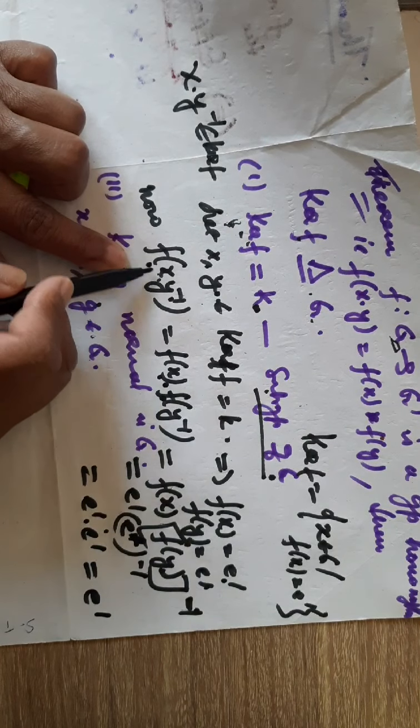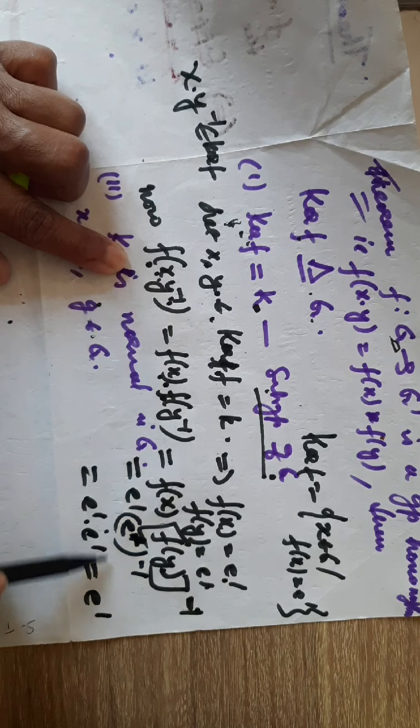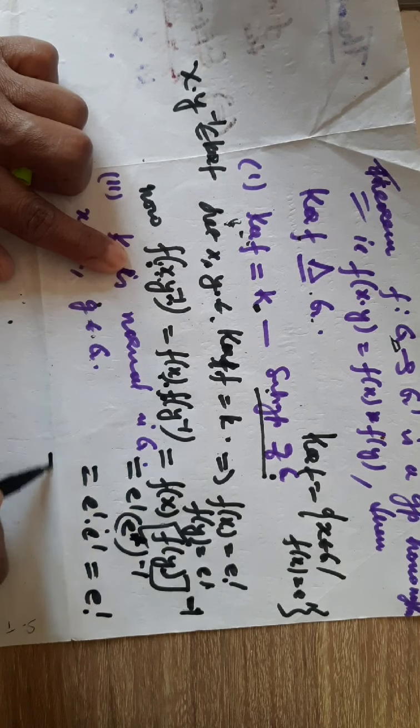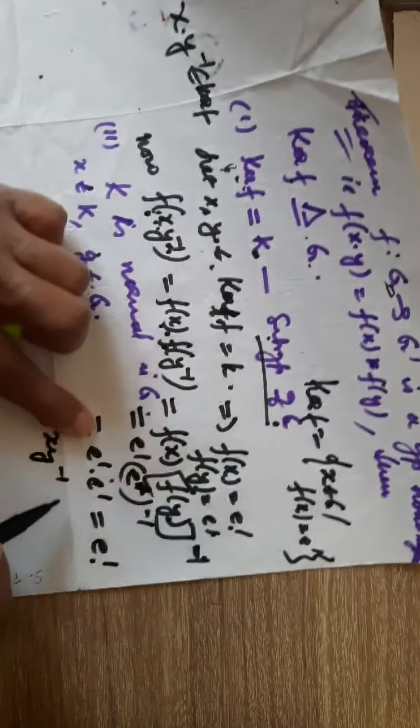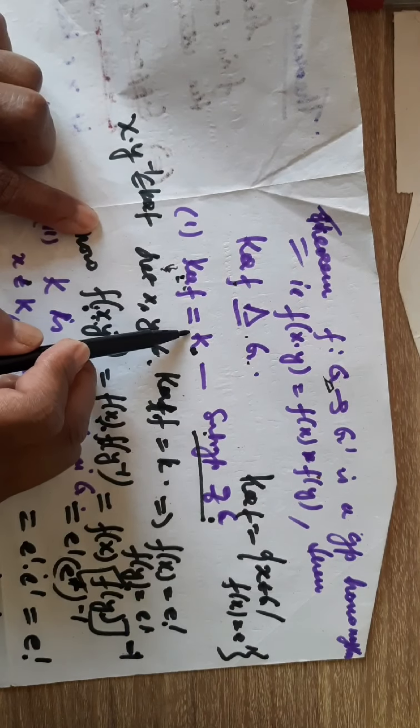So what we notice is that for x, y belonging to the kernel of f, f(x y inverse) is also equal to E prime, which means that x y inverse also is an element of the kernel of f. So this implies that the kernel of f is a subgroup of G.